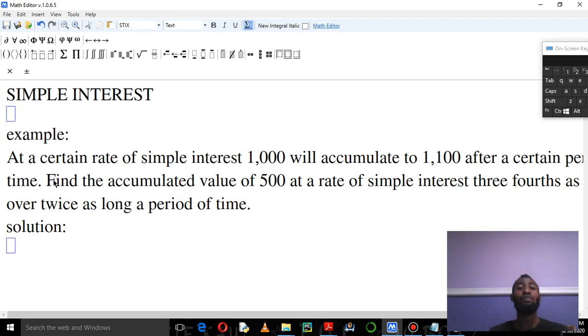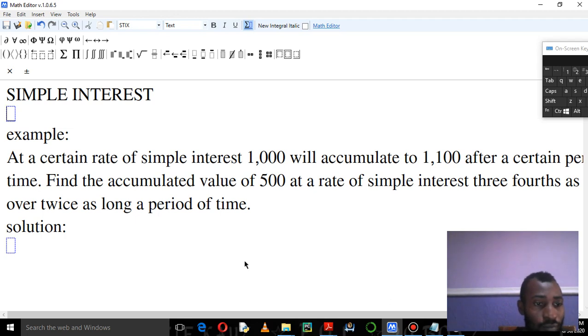At a certain rate of simple interest, let's first do the first part. You solve step by step. At a certain rate of simple interest, 1000 will accumulate to 1100 after a certain period of time. So at this place, our accumulated value is 1100. It will accumulate to 1100. So let me just write the formula down.